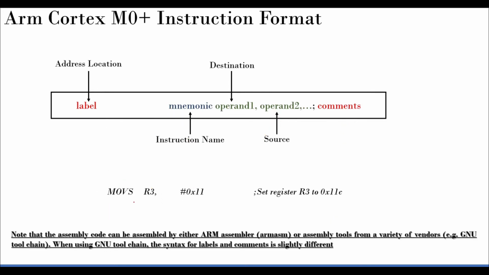And then the format may slightly differ. If you're going for the GNU toolchain, the syntax may be slightly different, but overall it's not drastically different. So this is the way. If you are getting comfortable with the Keil MicroVision software, you will be okay with migrating to some other software, some other assembly or linking program.